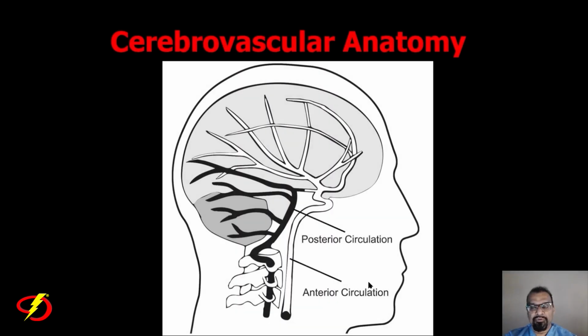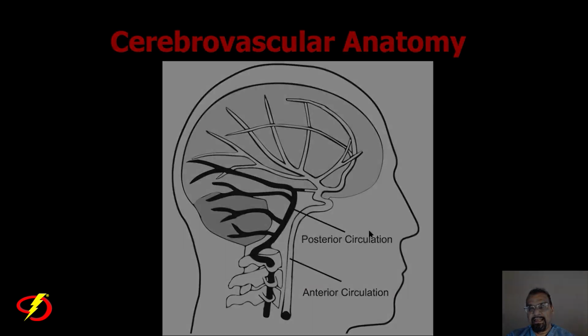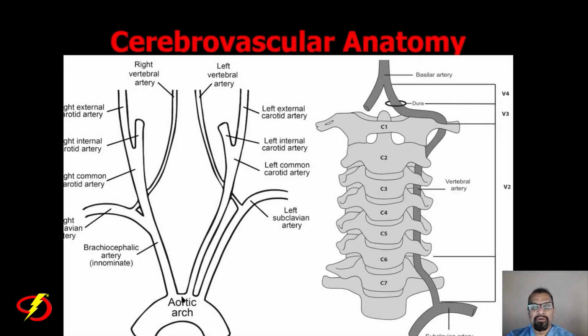So in review, remember there are two different circulations that supply the brain. The first we reviewed is the posterior circulation that supplies the posterior structures in the brain, and we'll get into more detail in subsequent lectures. And the second circulation we described was the anterior circulation, which supplied the anterior portions of the brain. Remember, all of these vessels arise off the aortic arch initially, okay?